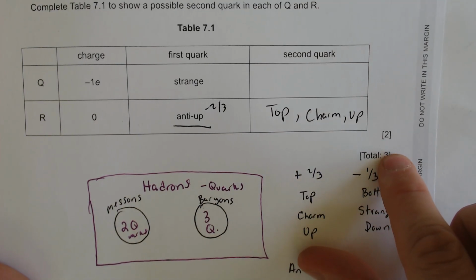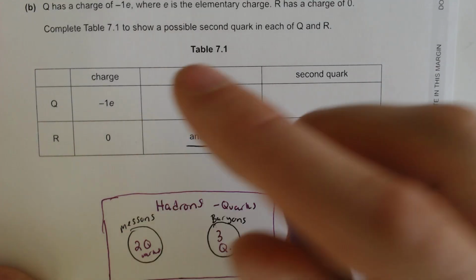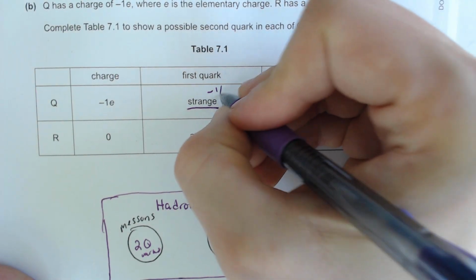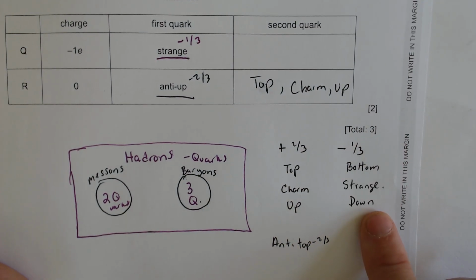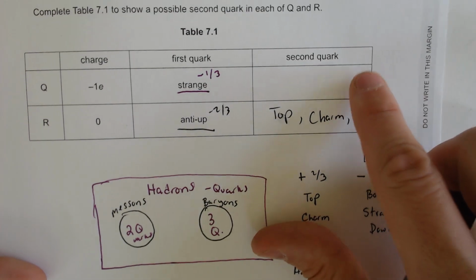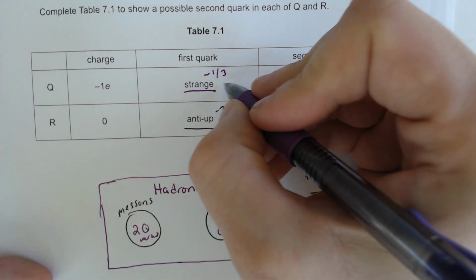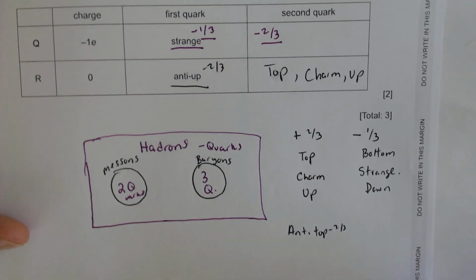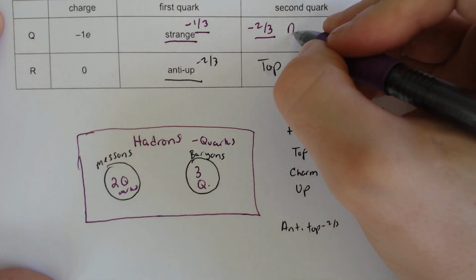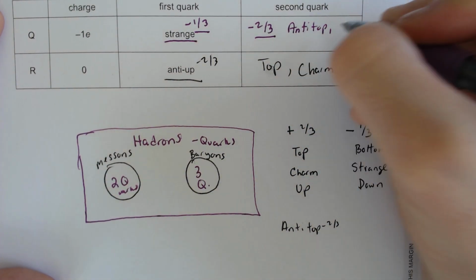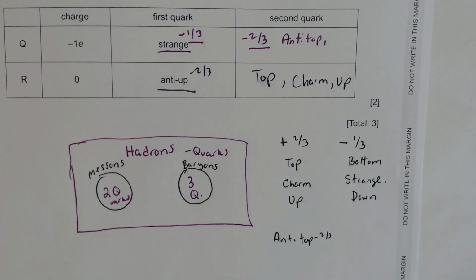One of the 2 points, I imagine, accomplished. This other one has a charge of -1 e, and we already have a strange quark, which has a -1/3 because that's a regular quark, not an anti-strange. So now the second quark, in order to have a negative 1e, needs to have a charge of negative 2/3, because negative 2/3 and negative 1/3 make negative 1. So we need one of the positives, but we need it to be anti to make it negative. So it could be anti-top or anti-charm or anti-up. I'm just going to write anti-top because I don't want to write anti 5 times in a row.